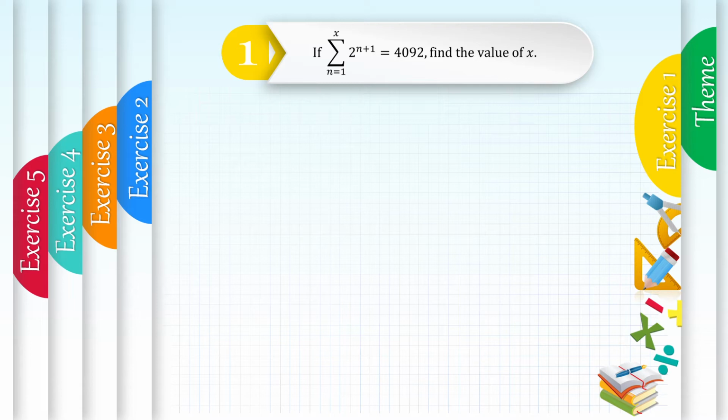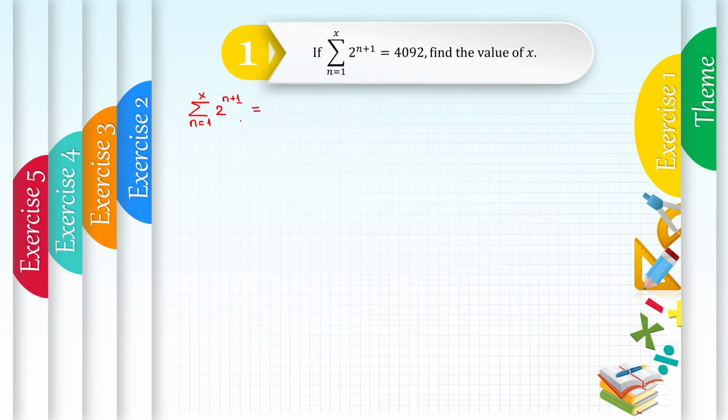If the sum of the expression 2 to power n plus 1 when n goes from 1 to x is equal to 4092, find the value of x. So the idea for the first exercise is to analyze a little bit our sum. So we have the sum of the expression 2 to power n plus 1 when n goes from 1 to x. Let's expand a little bit this sum.